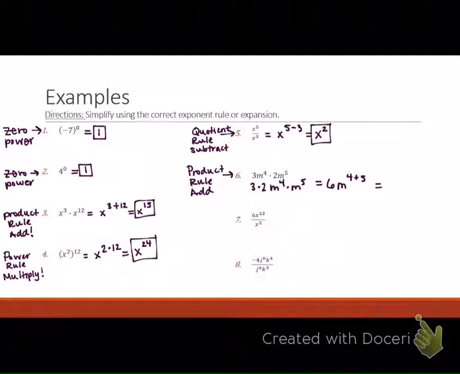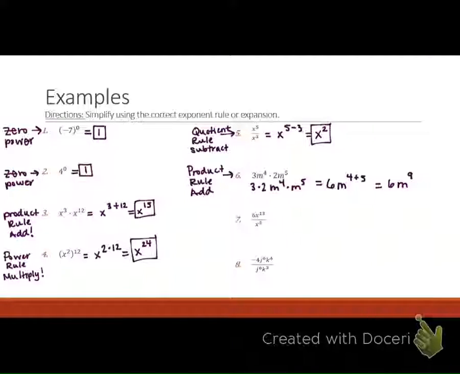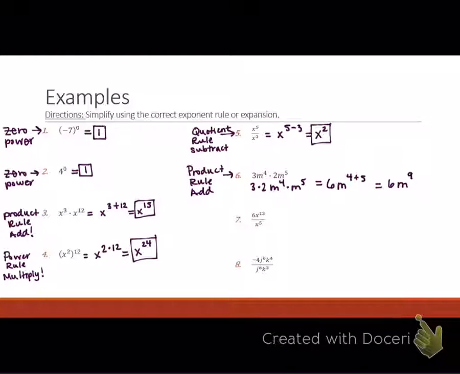Yeah, so this is where it gets confusing because you're adding the exponents together, but then you're multiplying the numbers out front. But the numbers out front are coefficients. So coefficients are different than exponents. So just remember, coefficients we do the problem as is. Exponents we need to think about those rules.